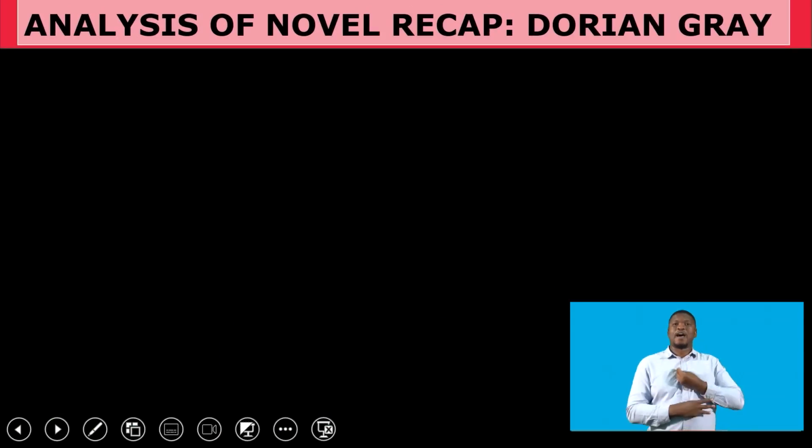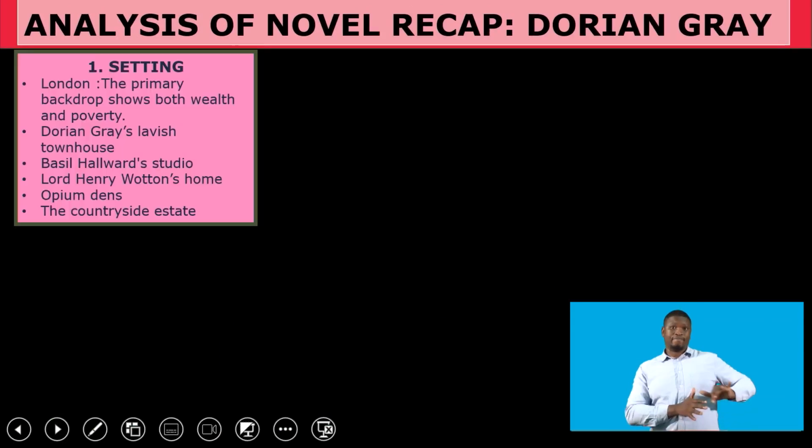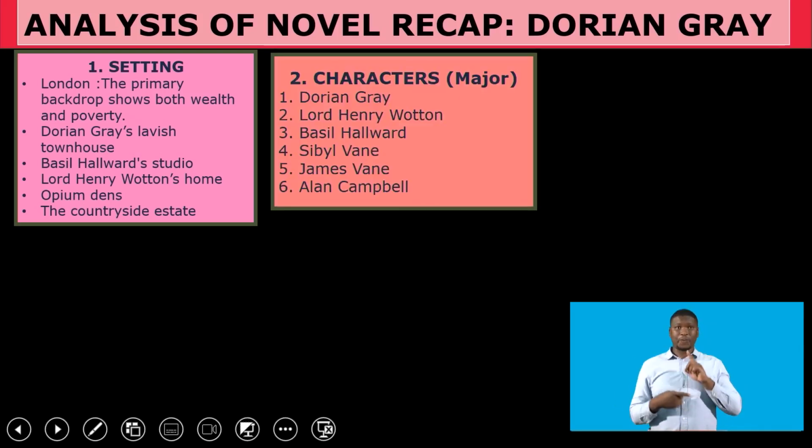Let's look at Dorian Gray's analysis. The setting is primarily in London, and then also within Dorian Gray's lavish townhouse, Basil's studio, he's an artist, Lord Henry Wotton's home, the various opium dens when Dorian becomes quite deplorable, and then the countryside estate. The characters, we've got Dorian, Lord Henry, Basil, Sybil, James, and Alan Campbell.